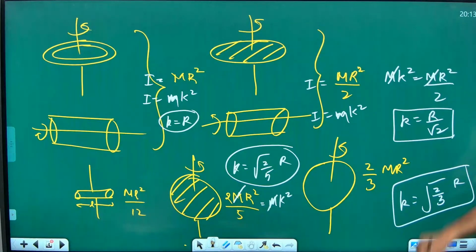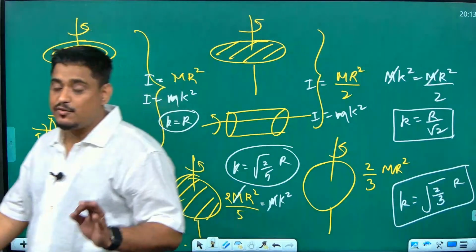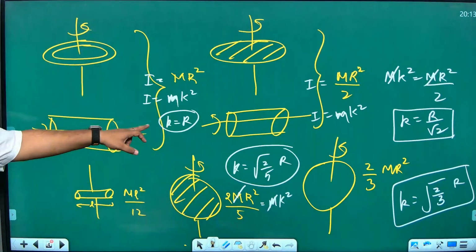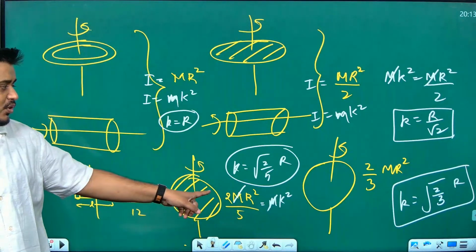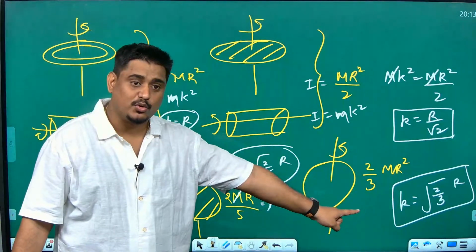Do you understand this? I have written the radius of gyration of all the shapes. Here k is equal to r, here k is equal to r by root 2, here k is equal to root of 2 by 5 into r, here k is equal to root 2 by 3 into r.